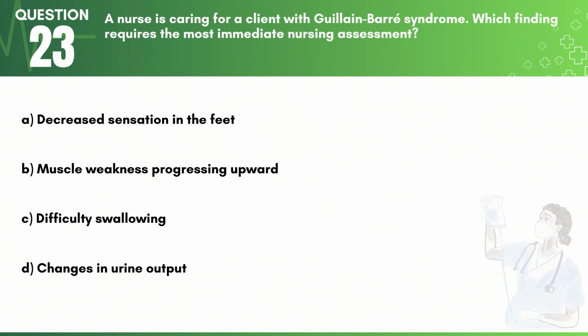Question 23. A nurse is caring for a client with Guillain-Barré syndrome. Which finding requires the most immediate nursing assessment? A. Decreased sensation in the feet. B. Muscle weakness progressing upward. C. Difficulty swallowing. D. Changes in urine output.